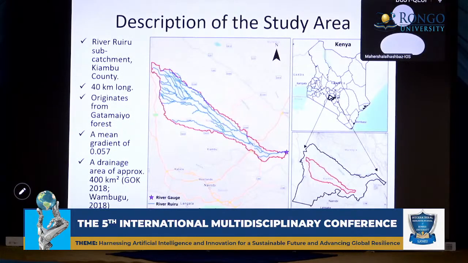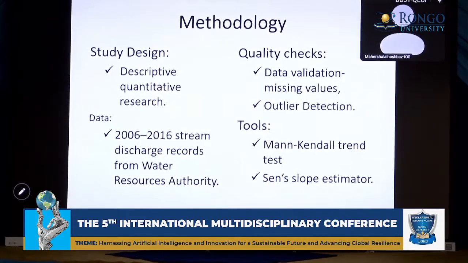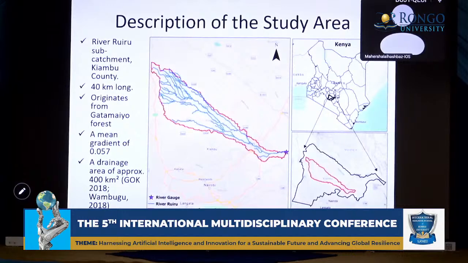So the slide that is on now gives the description of the study area. Riverview is located in Kiambu County, as I stated before. It stretches 40 kilometers from its source in Katamari Forest, and it drains into Ashe River. It has a mean gradient of 0.057 and a drainage area of approximately 400 square kilometers. It is an important freshwater source for both domestic and agricultural use. This area has experienced intense urbanization and environmental stress in recent years.